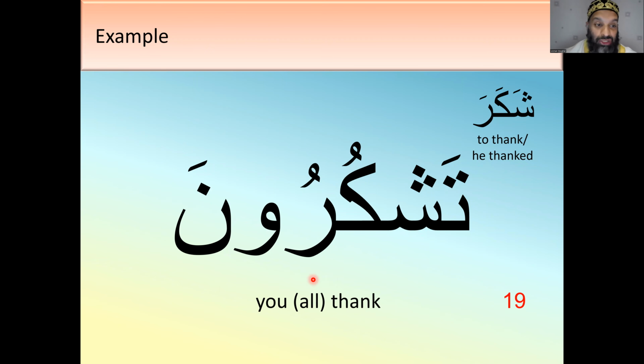Yashkuruna. Once you know the third vowel for shakara is yashkuru, that vowel doesn't change. Tashkuruna, nashkuru, yashkuru, ashkuru. For shakara, it's a dhamma, and that dhamma stays everywhere. You get shukran from it as well. People say shukran all the time. Shakara.